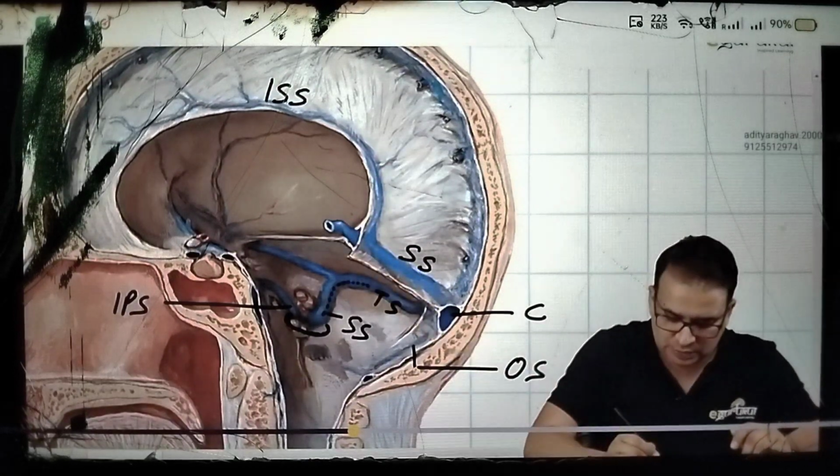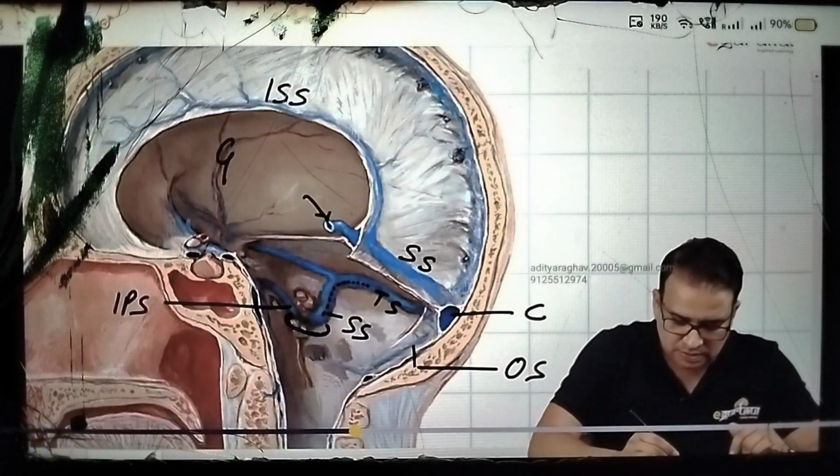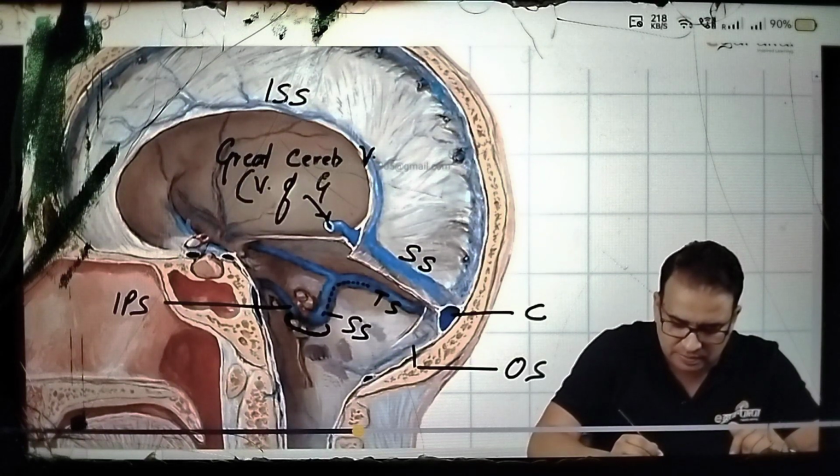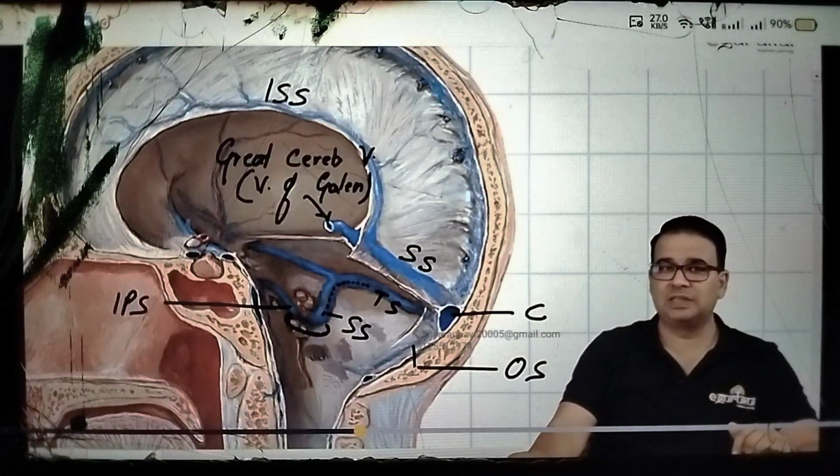Can you see a vein over there? Let's look at this vein here. This vein is called the great cerebral vein, also called the vein of Galen. We talked about Galen's anastomosis in the vagus nerve. This is called the vein of Galen.